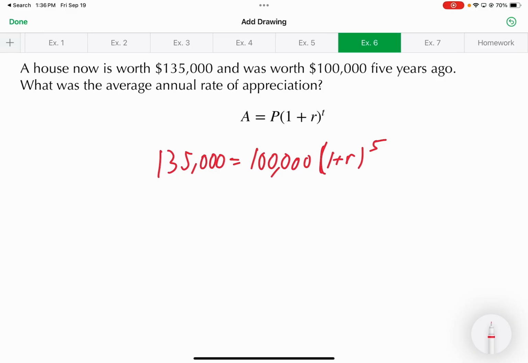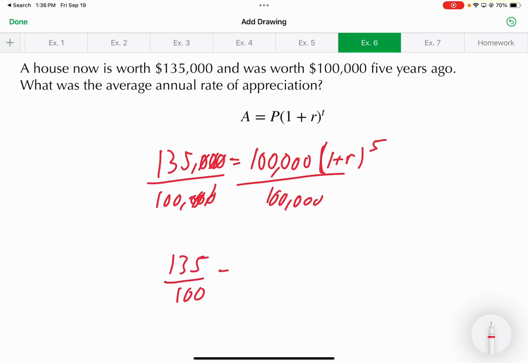I need R. R is inside of that set of parentheses. What do you guys want to do next? Divide by 100. Okay. All right. 135 divided by 100. I'm just going to leave it like that. Equals 1 plus r to the 5th power. Now what should I do?